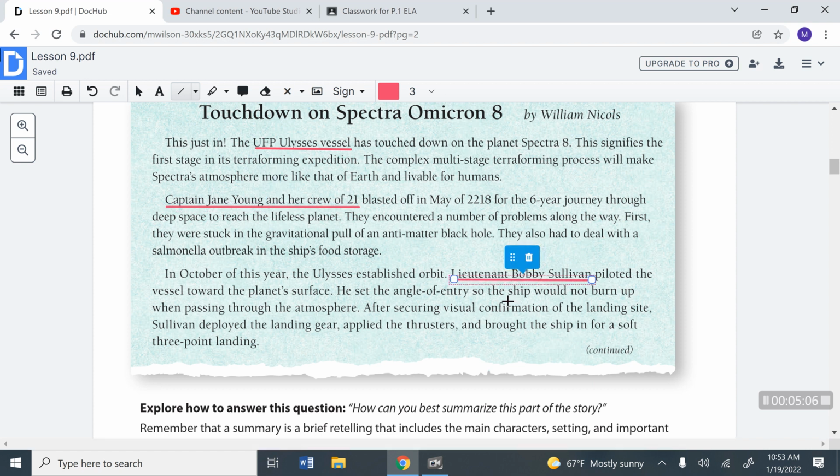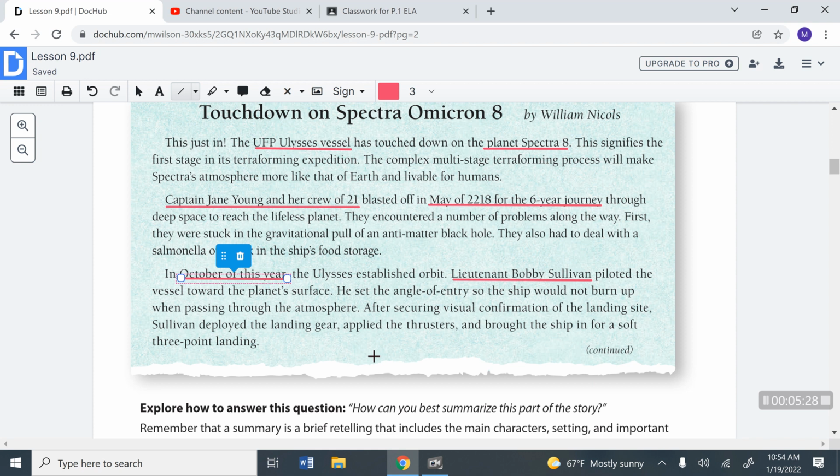I also want to go ahead and include setting, and so this includes the time and places. So we have Planet Spectra 8. They gave a couple of dates. So we had May 2218 for the 6-year journey, and we have October of this year is when they finally landed.